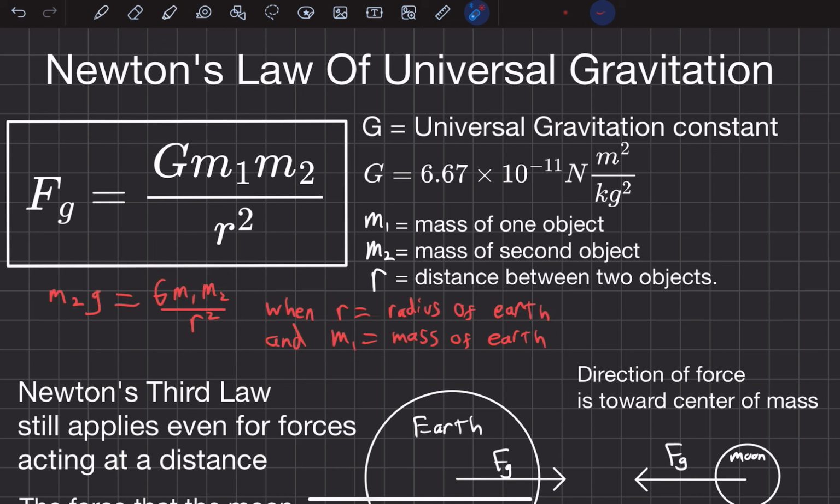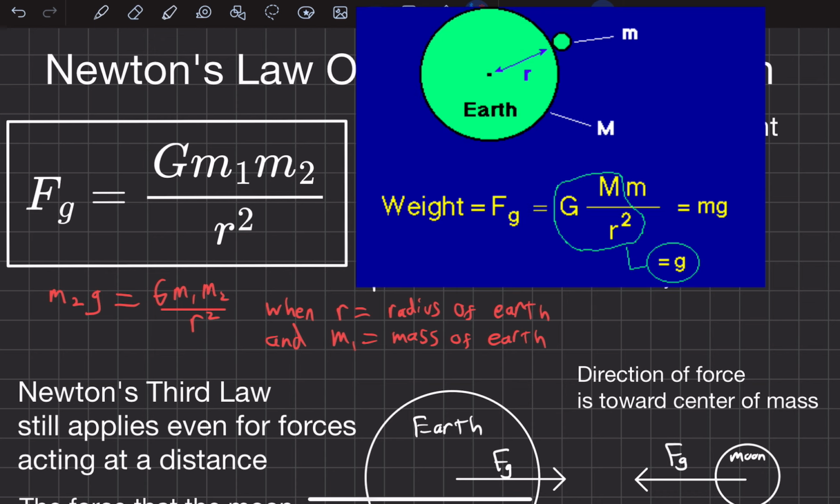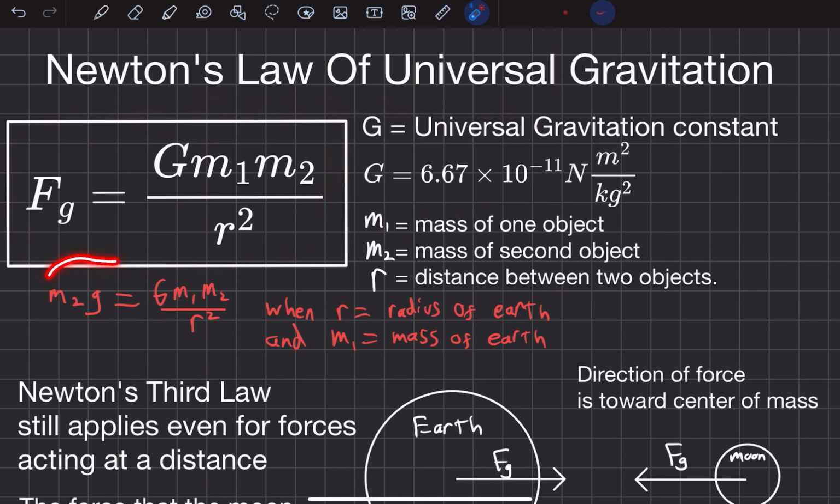Now previously, we said that the force of gravity is equal to m little g, where little g was our 9.8 meters per second squared that we're so familiar with. It turns out this is a special case of Newton's law of universal gravitation. Newton's law of universal gravitation would also agree with this statement so long as two things are true. First, the radius of the Earth is being plugged in for r here.